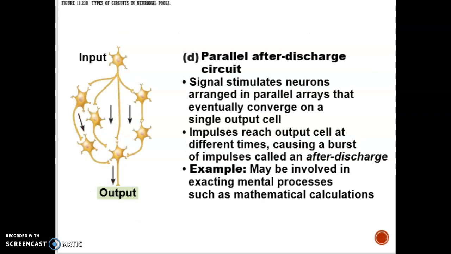Then our last one is the parallel after discharge. And the parallel after discharge just simply says there's one input and one output, but there's a whole bunch of ways to get there. This is basically how we utilize mental actions like mathematic calculations. If you think about it, if I told you the answer is 10, and I asked you what are 2 numbers that get me to the number 10, you could say 6 and 4, 5 and 5, 8 and 2, 9 and 1. That's a whole bunch of different ways to get there. I gave you one input, the number is 10, and you're giving me one output, the number is 10, but you're having a whole bunch of different ways to get there. These circuits are the way that our body sends information back and forth.